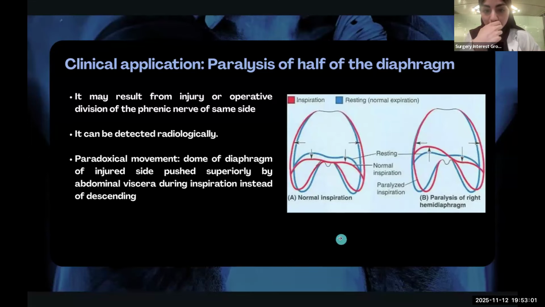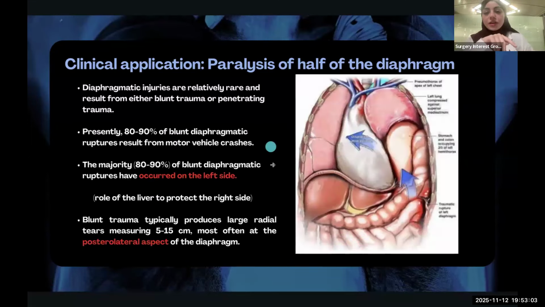Okay. Next. Another thing. Now we've spoken about the paralysis of the diaphragm, and we said that if I were to affect one side or one phrenic nerve, I will have one side that, when I'm inhaling, is going to be curved, and all of the abdominal organs are going to push on the side that's affected or paralyzed. Now, what if I were to have a rupture of the diaphragm? Again, I want to re-emphasize, what's the most common location of a thoracic wall injury?